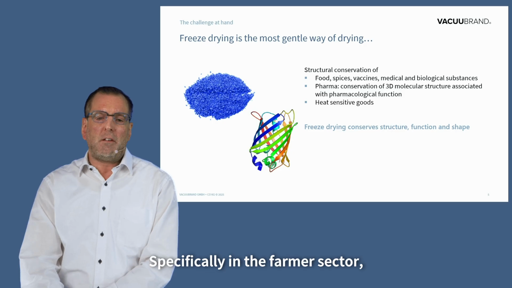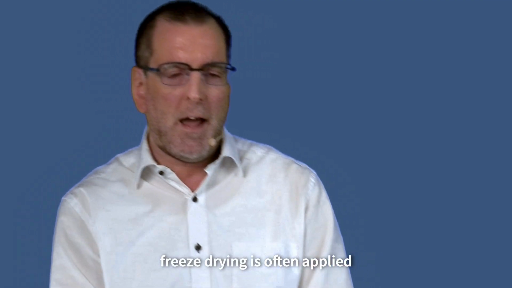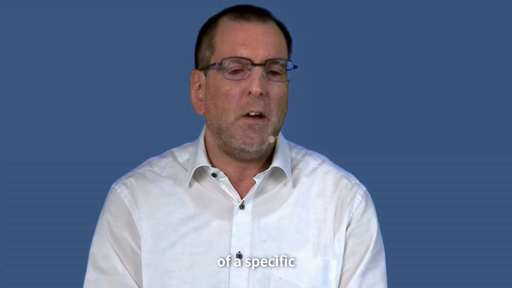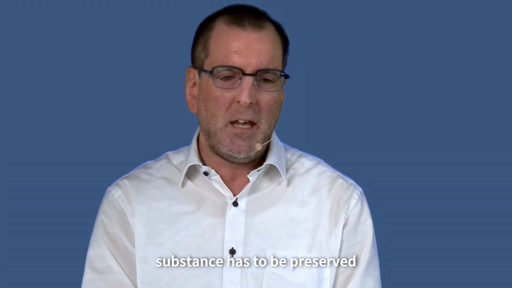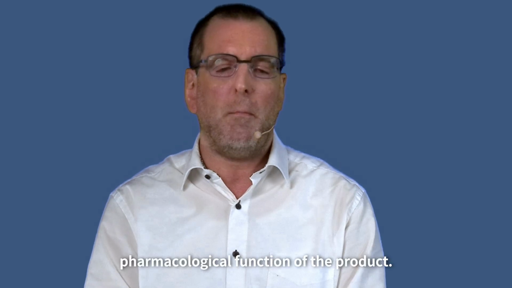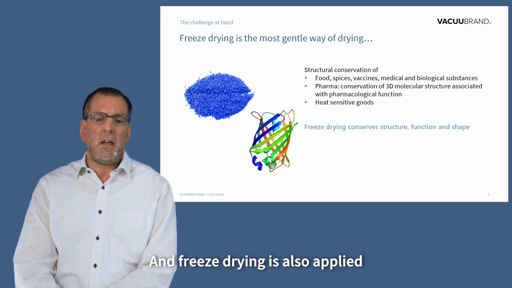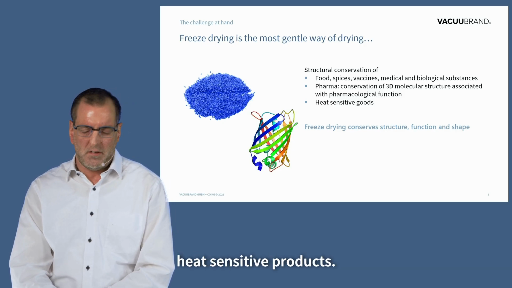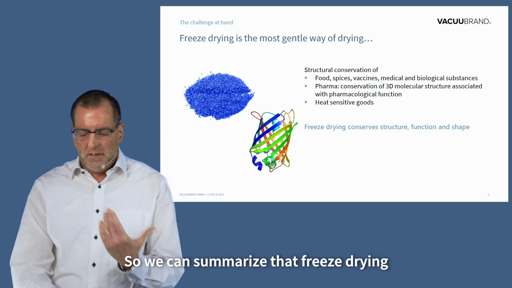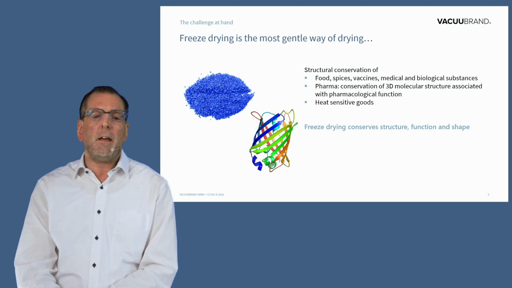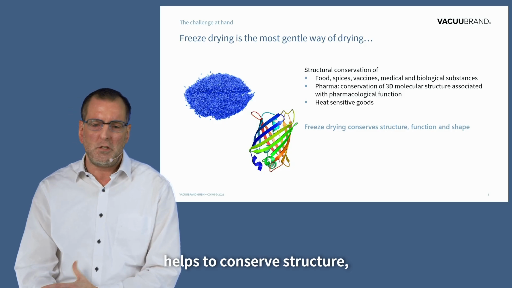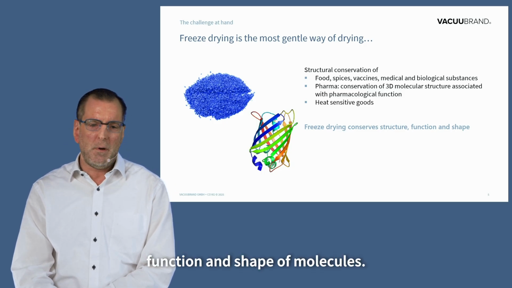Specifically in the pharma sector, freeze drying is often applied wherever the 3D molecular structure of a specific substance has to be preserved to ensure the pharmacological function of the product. And freeze drying is also applied for various kinds of heat-sensitive products. So we can summarize that freeze drying is a drying process that helps to conserve structure, function, and shape of molecules.